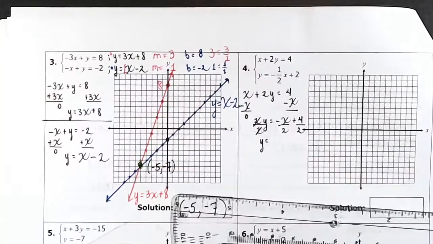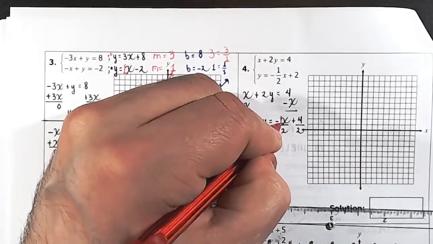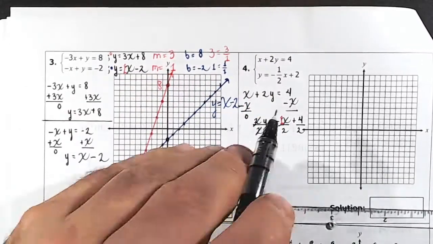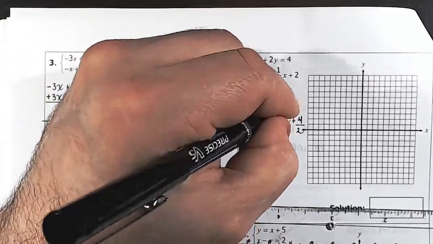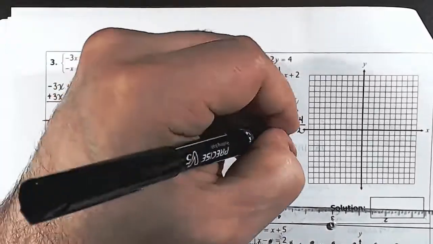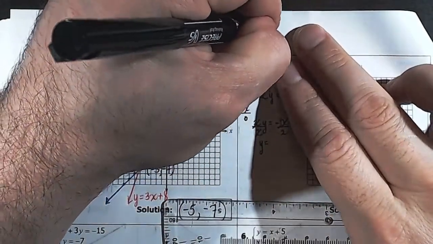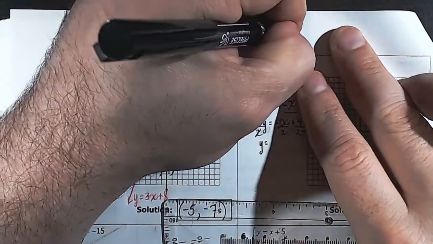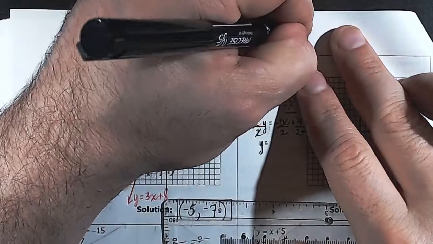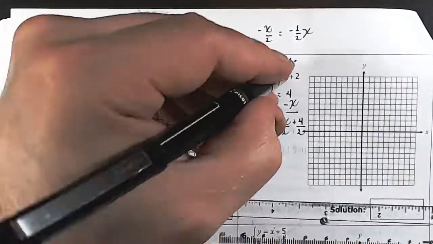Y equals. But here's the crucial point. There is a 1 hiding there in front of the x. So now what this becomes is negative 1 half x. So it's negative x over 2 is really, let me write that up here. Negative x over 2 equals negative 1 half x. Okay? That's a super important thing you got to get into your head.